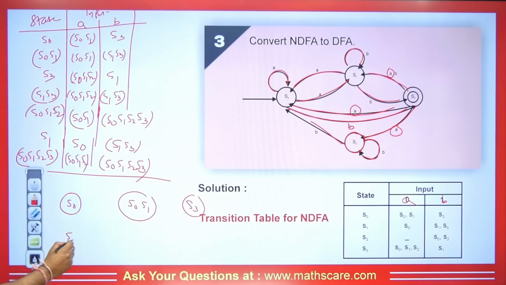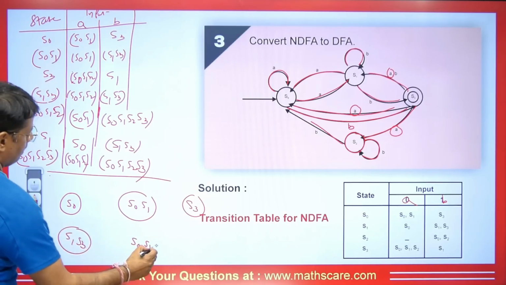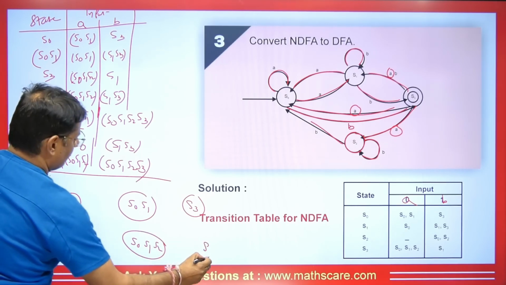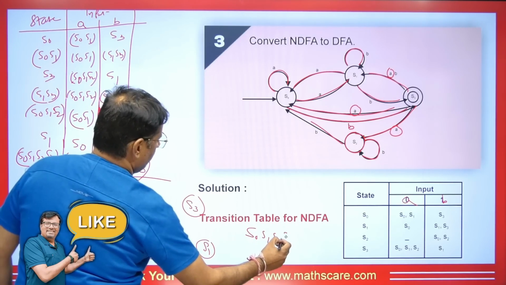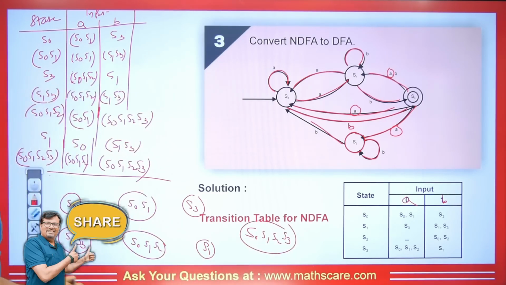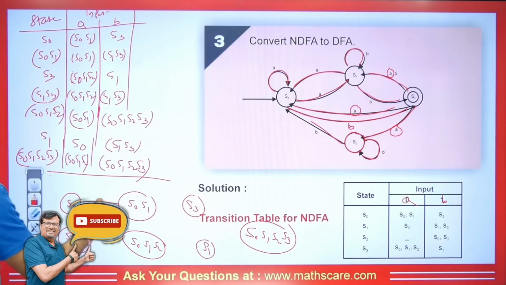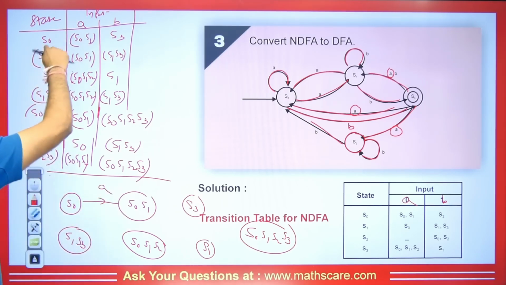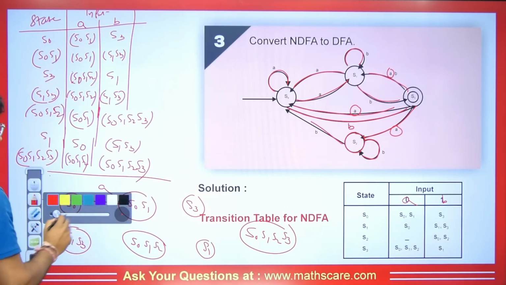Then we will write S1, S3 here, right? Then we will write S0, S1, S2 here, okay? Here we will write S1 and lastly we have S0, S1, S2, S3, right? Now start connecting all the states. Let's start with S0. S0 is going to S0, S1 and we will get input A. So S0 here is going to S3, right?